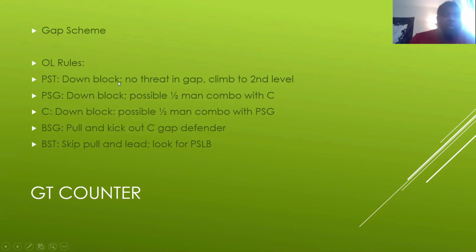So backside tackle, you down block, no threat, climb to the second level. Backside or play side guard, you down block, half man combo with the center if necessary. Center down blocks, half man combo with the guard if necessary. Now the backside guard is responsible for the pull and the kick out on the C gap defender, which is usually a defensive end. Okay, the backside tackle will skip pull just like he did on dart and lead, looking for the play side linebacker.